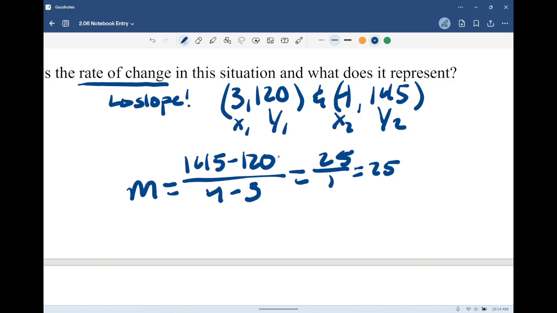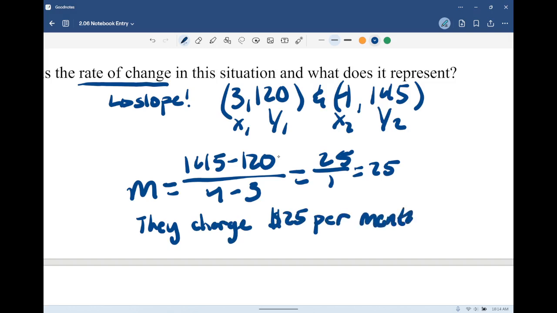Again, now I just need my answer sentence. Raise your hand. What should my answer sentence be? The phone company charges $25 per month. That is our answer sentence.